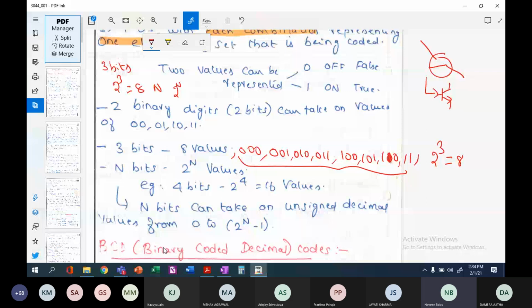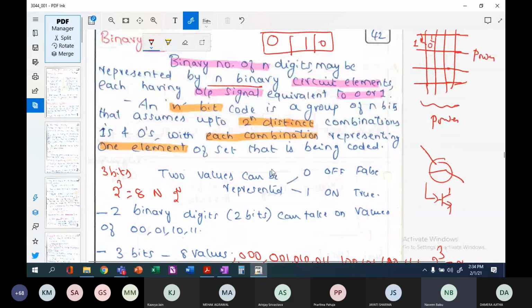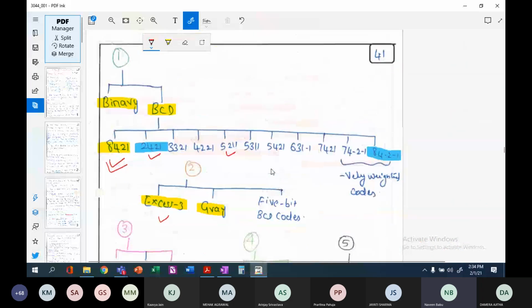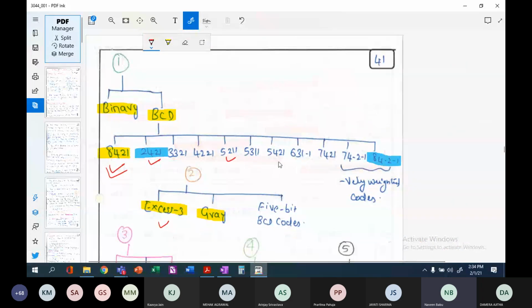So n bits normally take unsigned decimal values only, ranging from 0 to 2 power n minus 1. Why this minus 1? Because we are including 0 here. Out of the many binary codes listed in this table, we are going to focus on the BCD code. Having studied what a binary code is, now let us focus on BCD code.